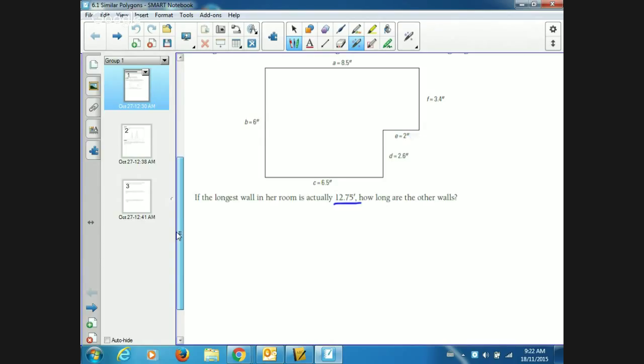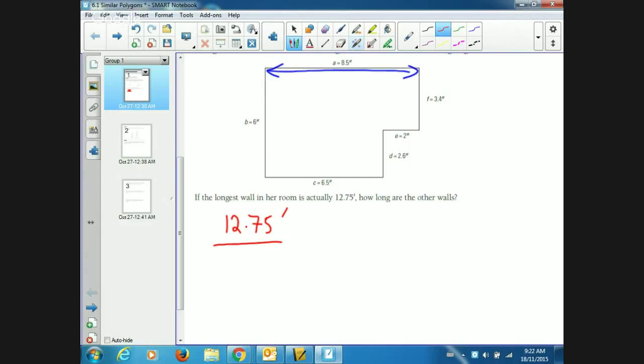So the way that we're going to set this up is 12.75 feet for every, well, the longest wall on our diagram, we look quickly and I see that it's this one, A. So it's 8.5 inches. So that's 12.75 feet for every 8.5 inches. That's the conversion factor or the proportion that we're always going to use. Now, we're wondering how long are the other walls?